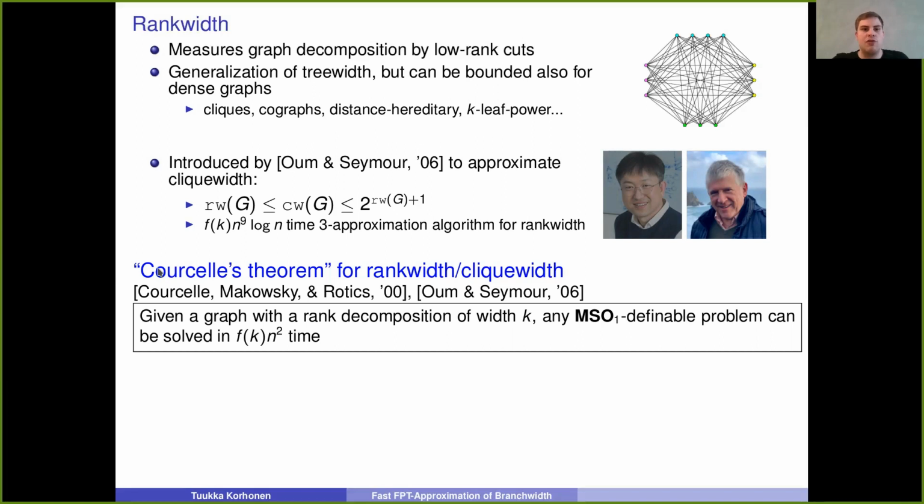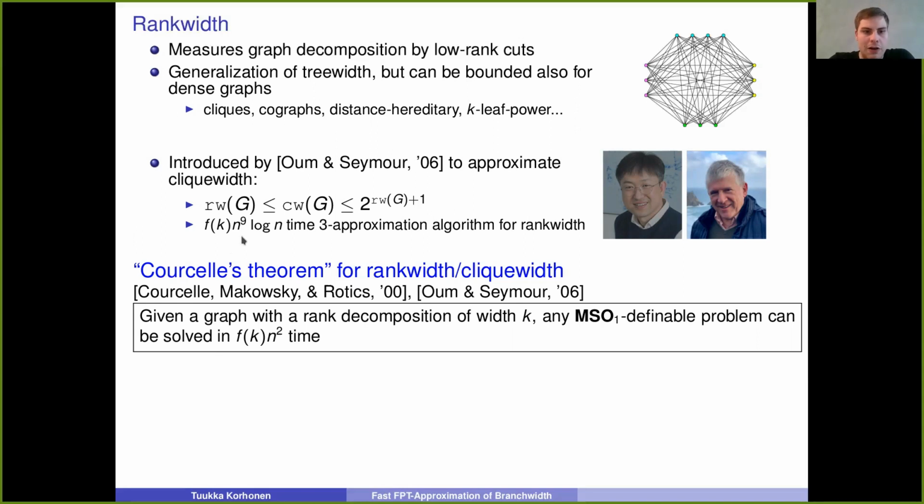So Oum and Seymour showed that you can use rank width, and they gave an approximation algorithm for rank width. So they made Courcelle's theorem constructive, in the sense that you could apply it for any graph of bounded clique width.